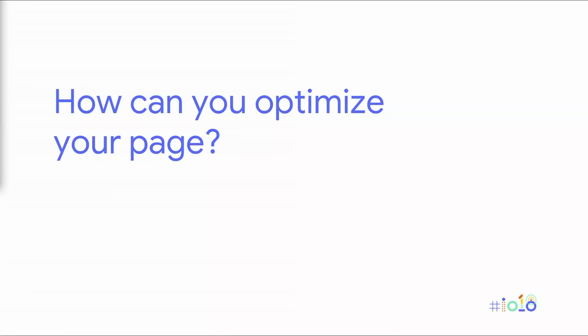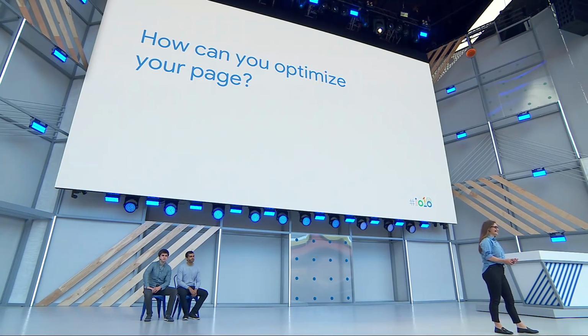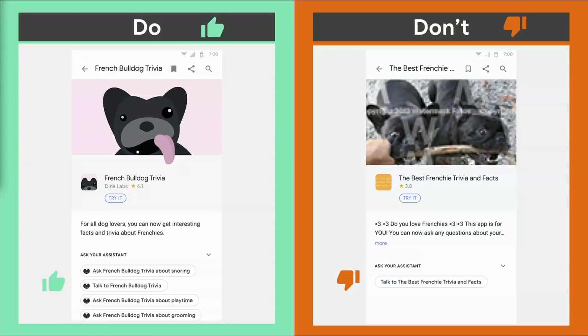So what does this all mean for you? How can you actually optimize this in real time? How do you make your actions stand out within over 1 million actions in our directory today? Here's a live example I'll walk you through. Pretend I'm a French bulldog lover, and I wanted to publish an action on French bulldog trivia.